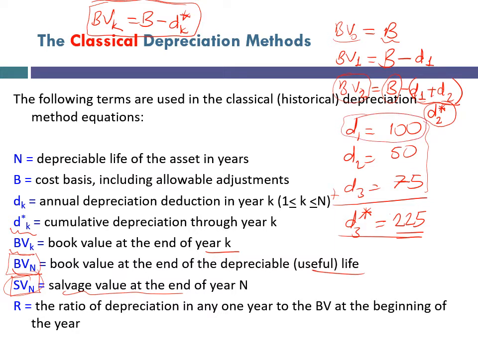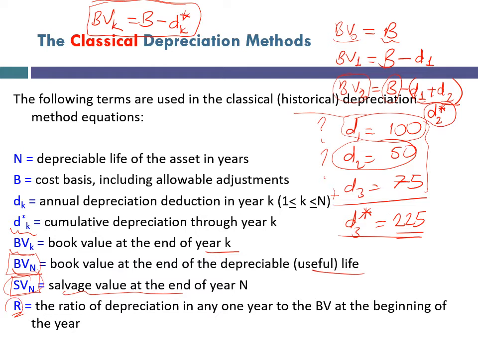So the problem here: what is the depreciation in year 1? What is the depreciation in year 2? How can we calculate it? So we will learn different methods, different ideas to calculate this. And this R is the ratio of depreciation in any one year to the book value at the beginning of the year. Okay, so this is a ratio.